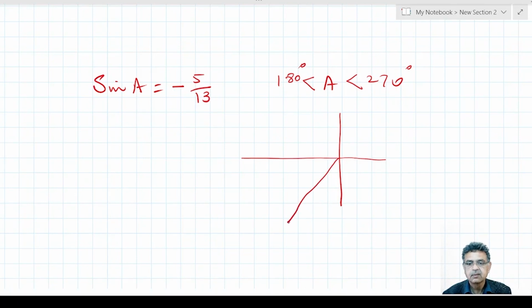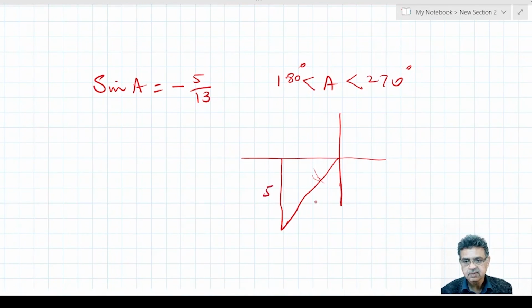This way is between more than 180 here and less than 270 here. So that means it is somewhere over here, in a way that this is 5, opposite. Opposite is 5, opposite over hypotenuse.